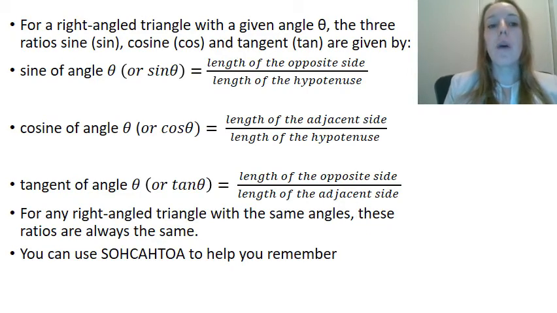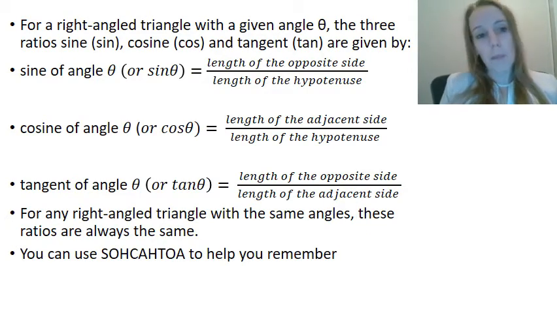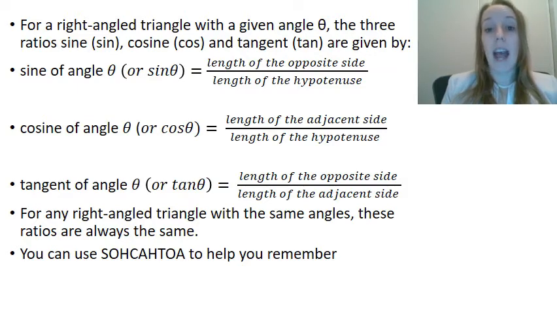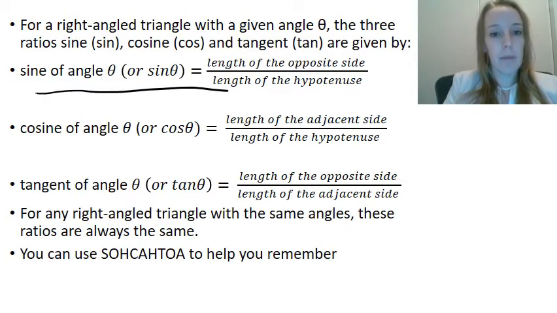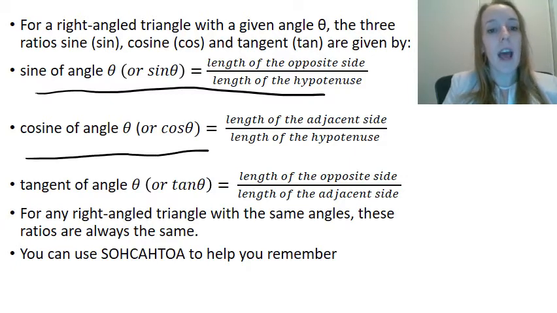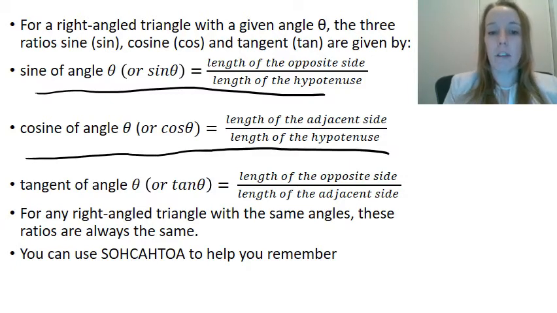Okay, so we have a few ratios here that we have to remember as well. For a right angled triangle with a given angle, the three ratios are sine, cosine, and tangent, and they're given below. We just call them sin, cos, and tan. The sine of an angle is the length of the opposite side over the length of the hypotenuse. Our second one is cos, the length of the adjacent side over the length of the hypotenuse. And the last one is tan, the length of the opposite side over the length of the adjacent side.